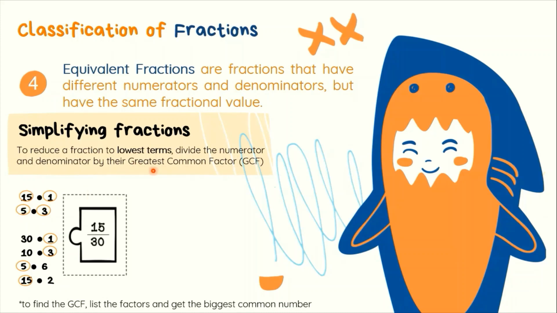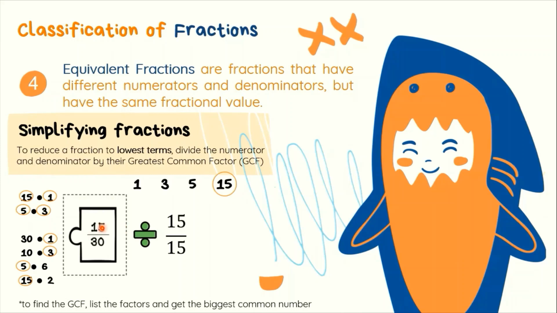Tayo ay naghahanap ng kanilang greatest or pinakamalaki na common factor. So, among these four, 1, 3, 5, and 15, ang pinakamalaking number ay 15. Therefore, the greatest common factor of 15 and 30 ay 15. Kapag nakuha na natin ang GCF ng numerator and denominator, we will use this number para i-divide natin both the numerator and denominator kay GCF nila.